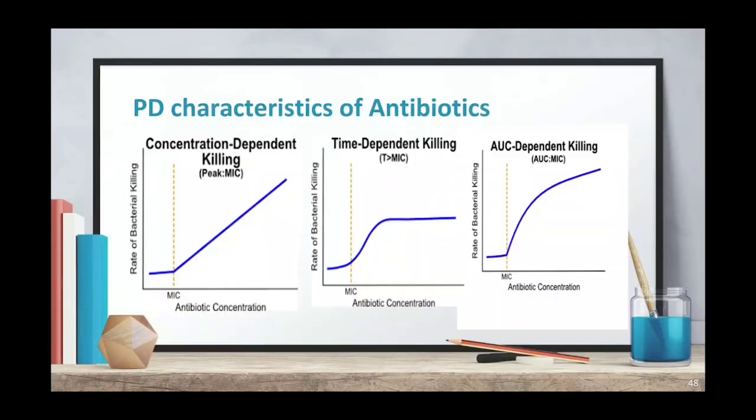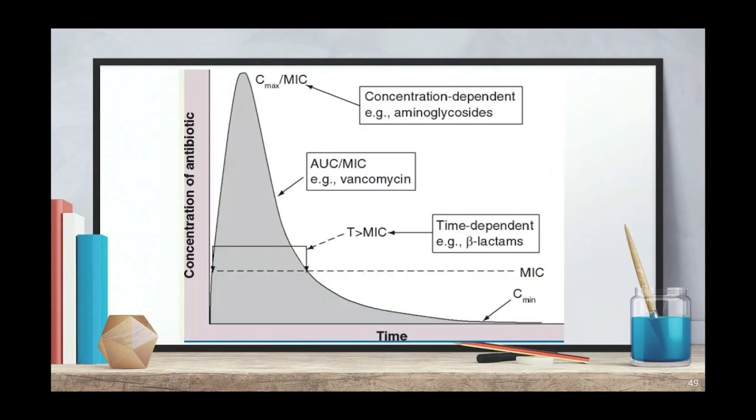According to pharmacodynamic characteristics, antibiotics can be classified into three: concentration-dependent antibiotics, time-dependent antibiotics, and AUC-dependent antibiotics. Look at the graph for concentration-dependent antibiotics. The higher the concentration, the greater the kill. For example, in the case of aminoglycosides, single dosing is preferred over multiple dosing. For example, amikacin 1 gram OD is preferred over amikacin 500 mg BD.